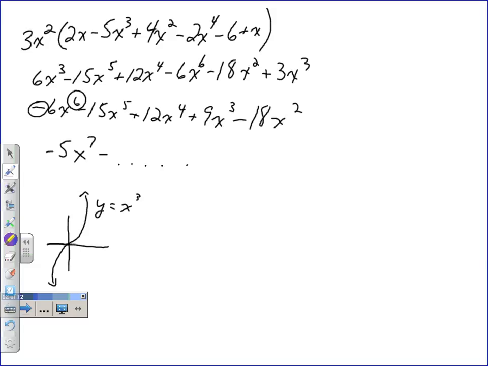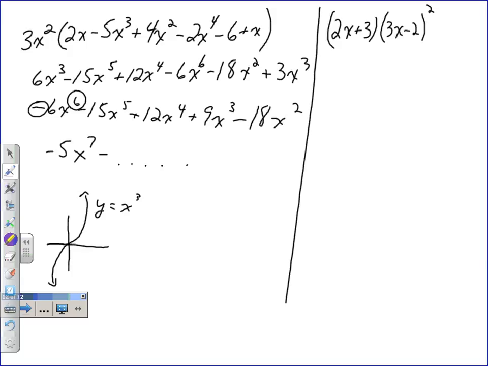All right. So that's one example of multiplication we're going to be doing. Another example, let's say I have 2x plus 3. Now I'm not going to go over multiplying binomials together using FOIL. I think everybody knows how to do that. So if I had 2x plus 3 times 3x minus 2 quantity squared.